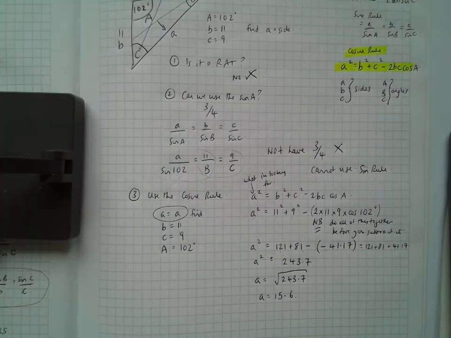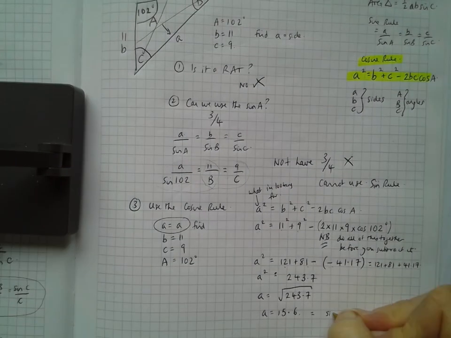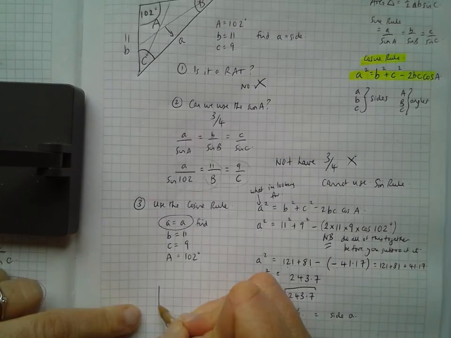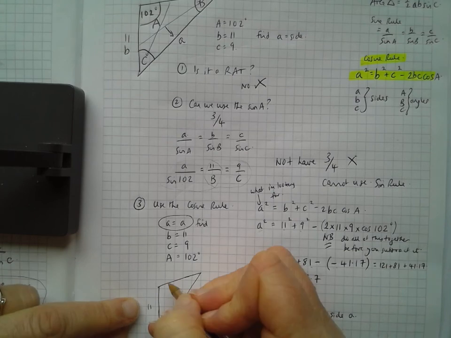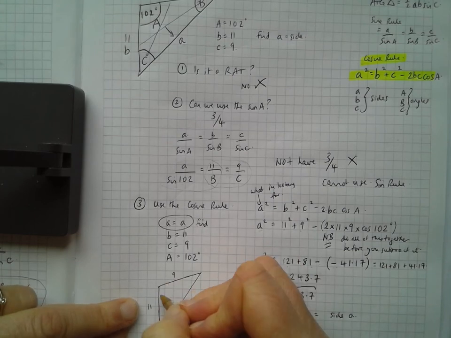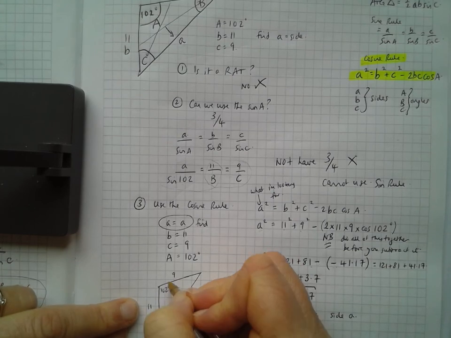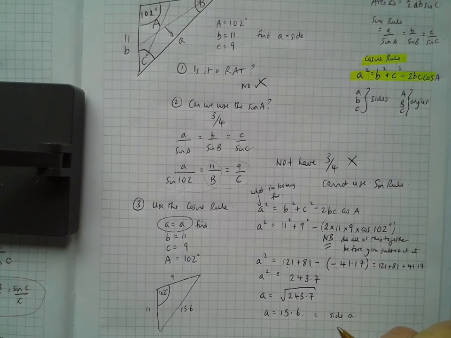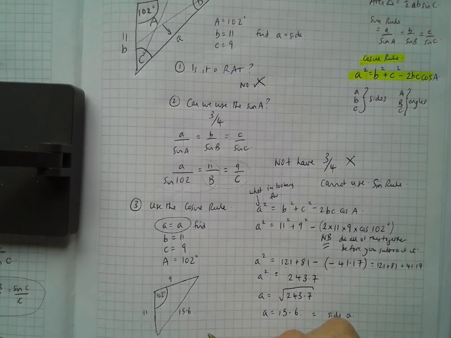So if I was to redraw my triangle where I can see it a bit better, that was 11, that was 9, that was 102. What I found is that this side here is 15.6. Now, does that make sense? It does, because 102 is obviously the biggest angle in that triangle, and I found a side, 15.6, that's bigger than either of the other two sides, which I'd expect it to be. If I'd found this side here was 7, I'd be a bit worried because it's opposite the biggest angle, so it should be the biggest number in the sides.